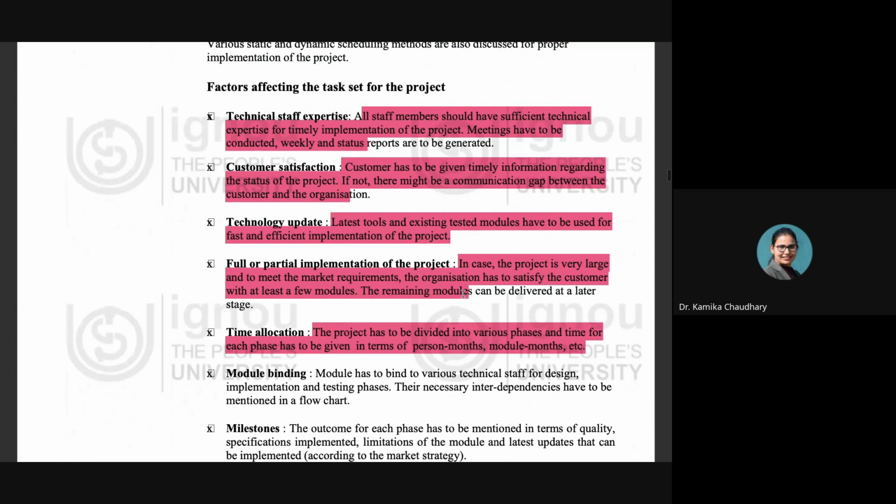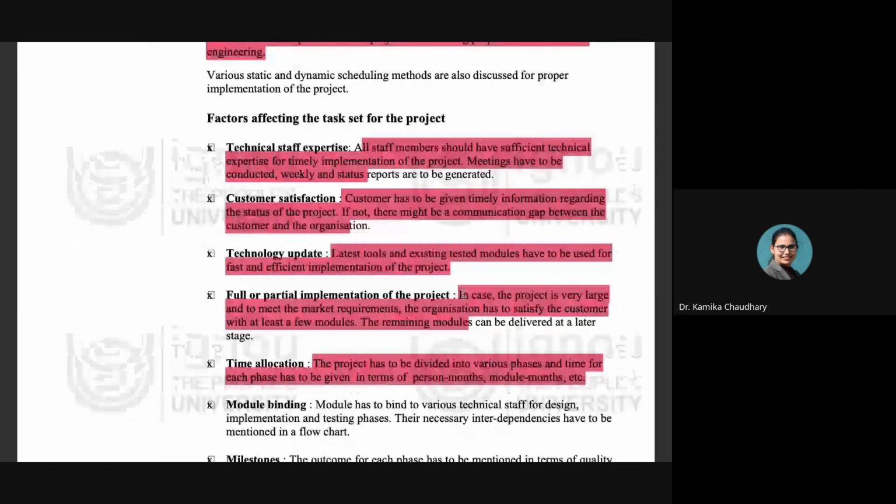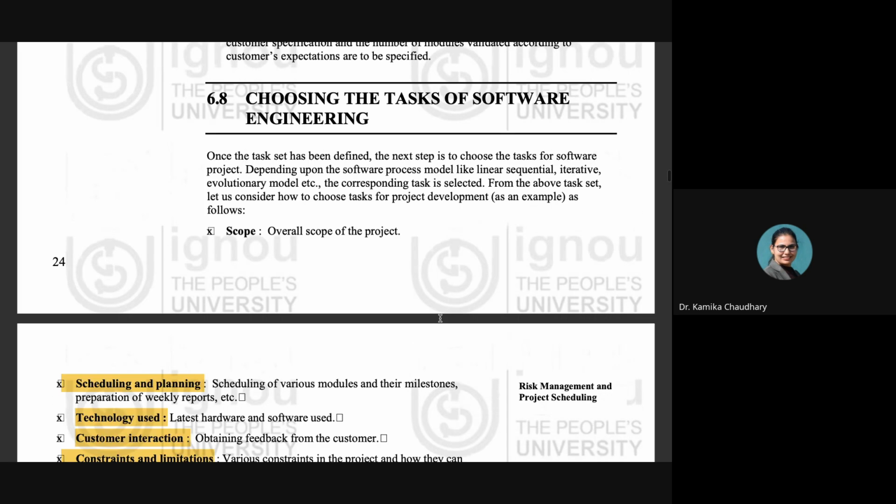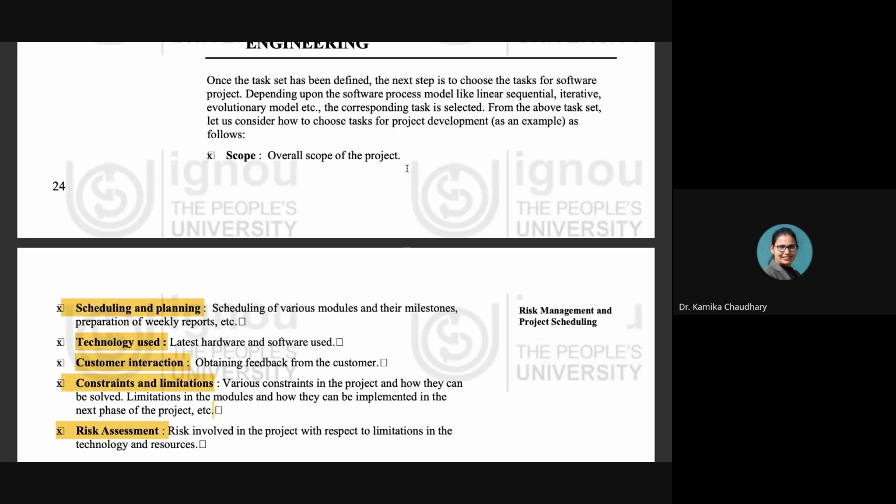What I have discussed till now is the technical staff expertise, the customer satisfaction part, the technology update part, full or partial implementation of the project, how the time is being allocated, how the modules are being bound together, then what are all the milestones that have been achieved, and after that, the validation and verification. All these points are clear or not? Yes, ma'am. Okay. Moving on further, we are going to discuss how to choose the task of the software engineering, right? So these are all the points that are going to tell us how the tasks are being chosen.